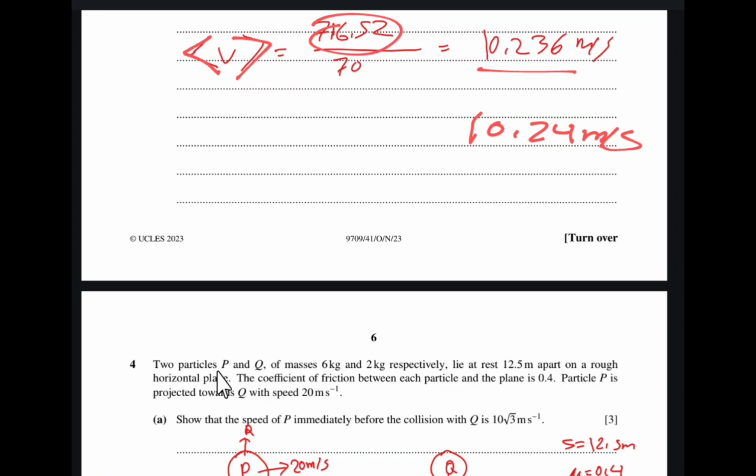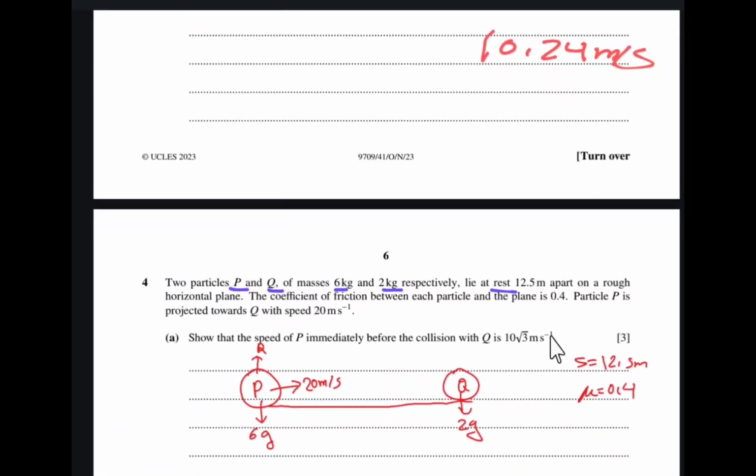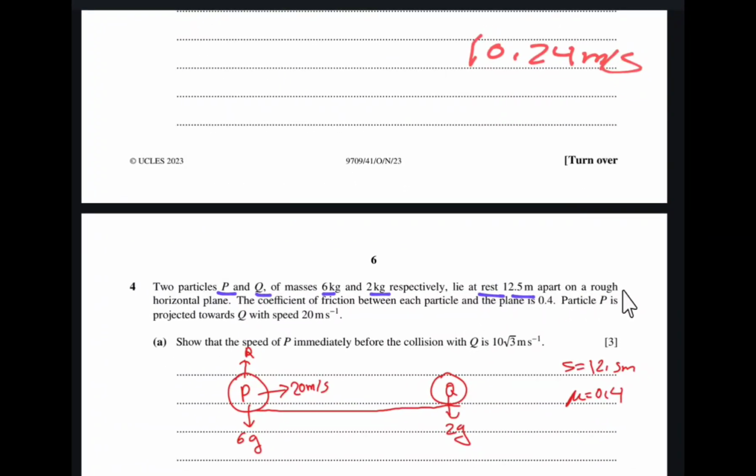In question number 4, two particles P and Q are of mass 6 kg and 2 kg respectively. As P is mentioned first, its mass is 6 kg and the mass of Q is 2 kg. They lie at rest 12.5 meter apart on a rough horizontal plane. So the distance between these two particles is 12.5 meter and is on a rough plane.